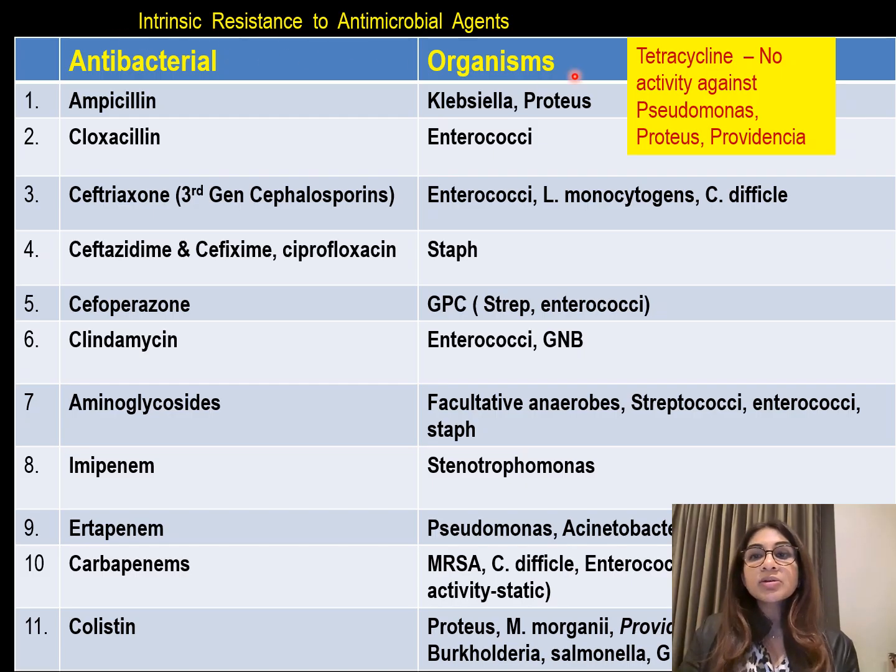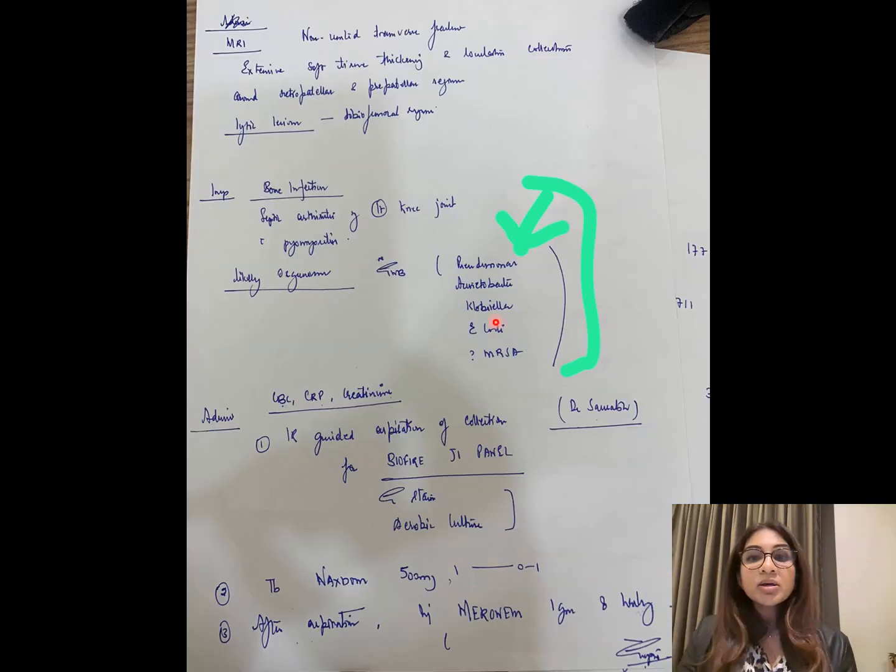So this is a table which briefly summarizes the various possible organisms when a particular antibiotic is being given, as these antibiotics lack activity against these organisms. So there is a gap in the spectrum of activity. So we analyzed and thought that yes, there is first possibility of Pseudomonas, Acinetobacter, Klebsiella, E. coli, and then MRSA, maybe.